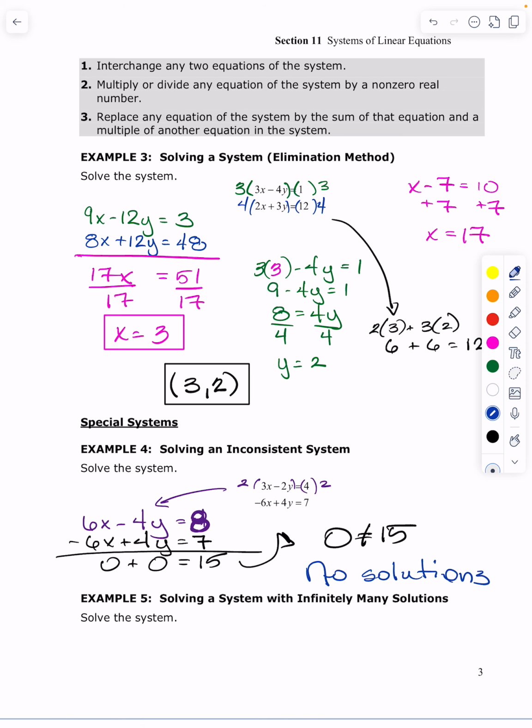We will take a look at example 5, which starts on this page and ends on the next, in the next video.